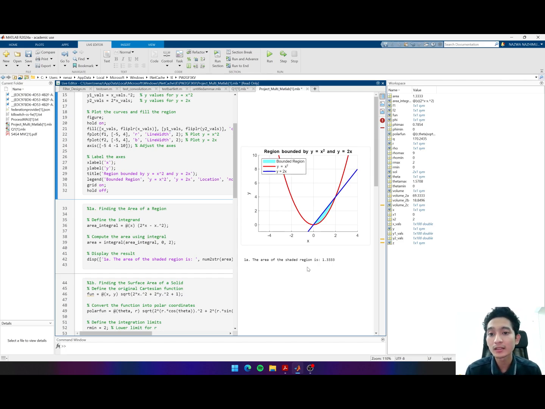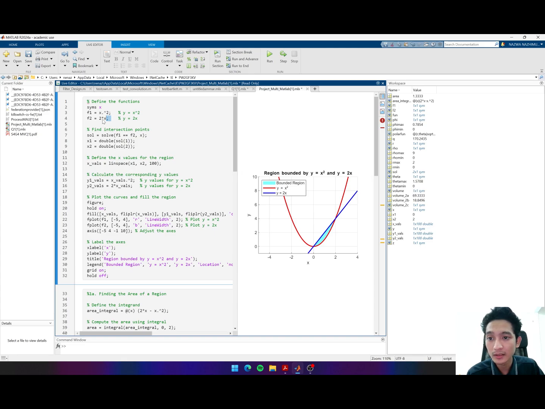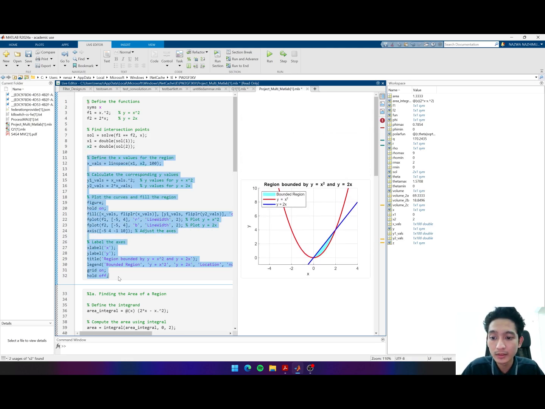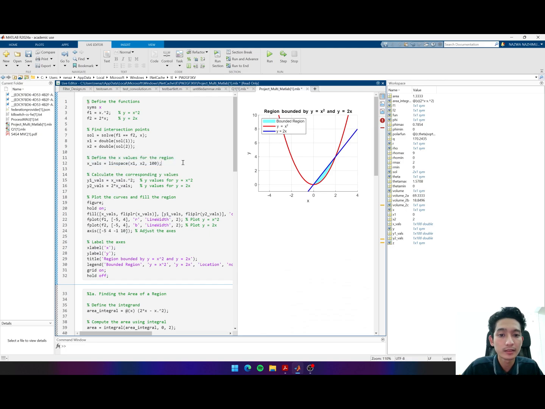So the first question asks us to draw the region bounded by these two equations. I have also found the intersection points of these two equations, which are x1 and x2. Further down is just code to display the graph result. And then on the right here is the result that we got.